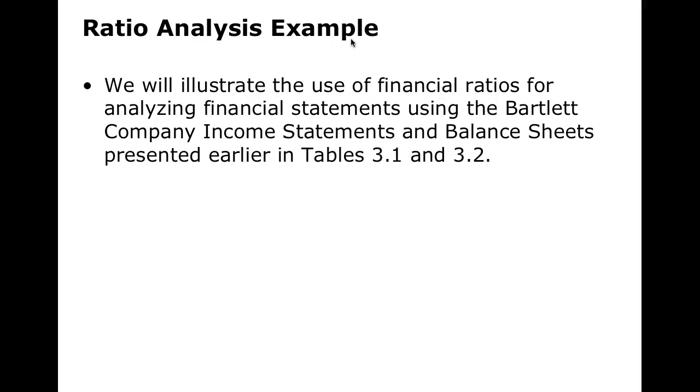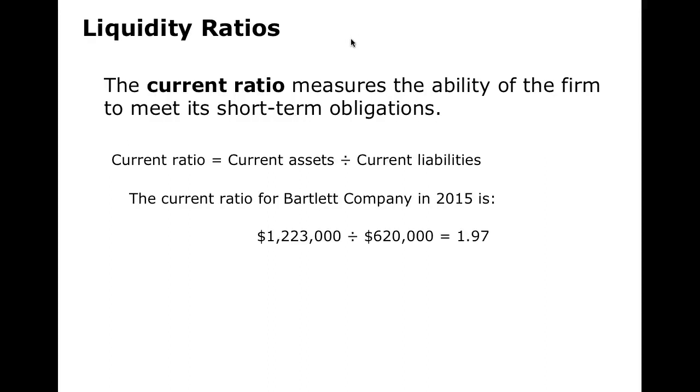Okay. So let's illustrate an example of using financial ratios, and we're going to look at Bartlett Company's income statement and balance sheet, so Tables 3.1 and 3.2. Let's talk about the current ratio. It measures the ability of a firm to meet its short-term obligations. So we look at our current assets divided by current liabilities. The higher this number, the better.